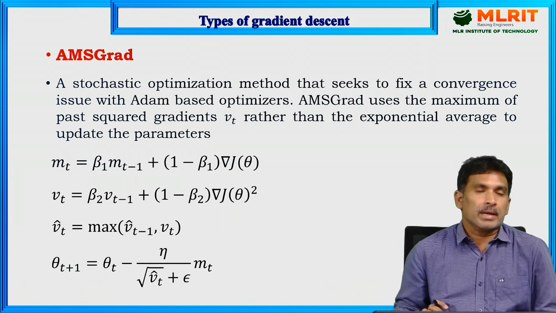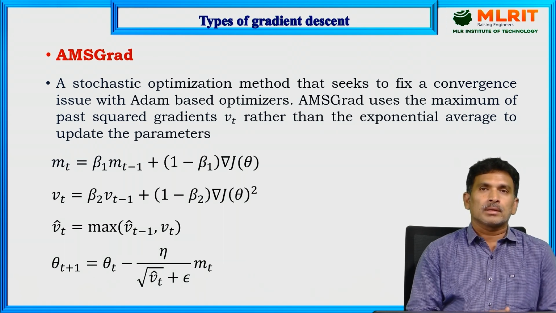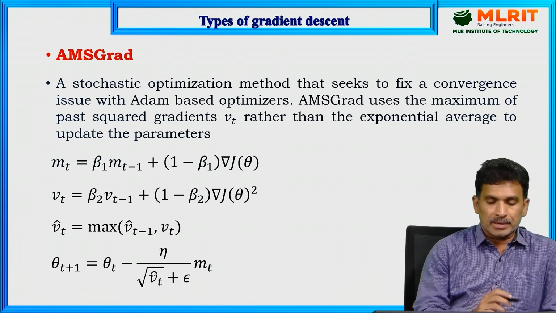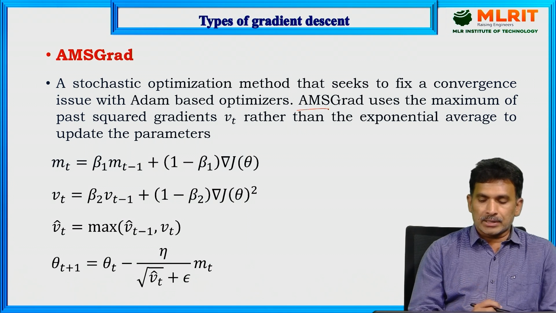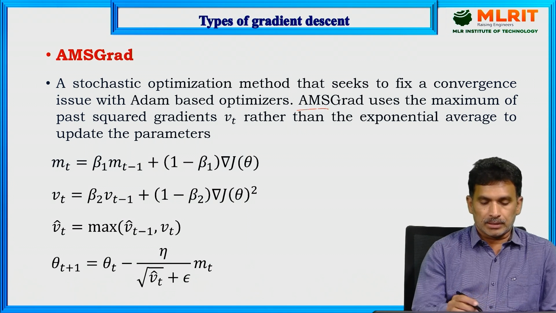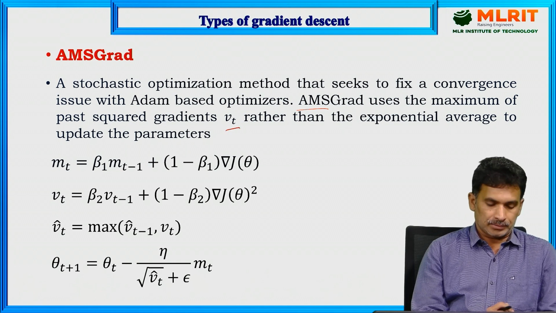Next, AMSGrad. This is again a stochastic optimization method that seeks to fix the convergence issue with Adam based optimizers. So AMSGrad uses the maximum of past squared gradients, that is Vt, rather than the exponential average to update the parameters. You can see the corresponding equations.